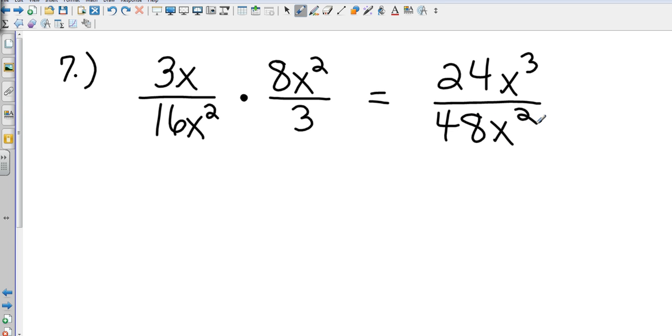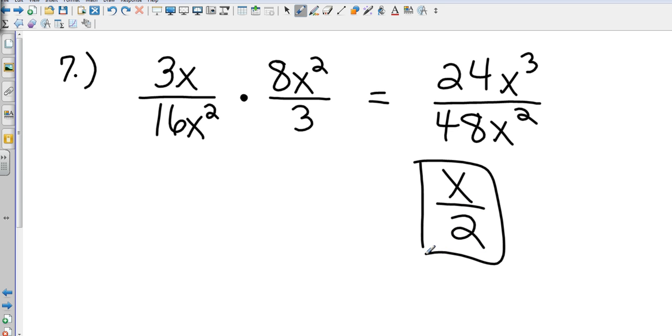Okay? And so now I look at the 24 and the 48, and I reduce them. It's going to be 1/2. I'm not going to put the 1 on the top. But I notice x to the third divided by x squared is x. So this is going to simply end up x over 2. Yes. How many got that? Good.